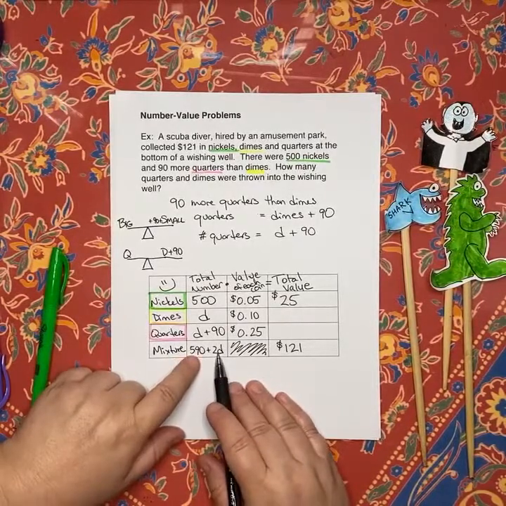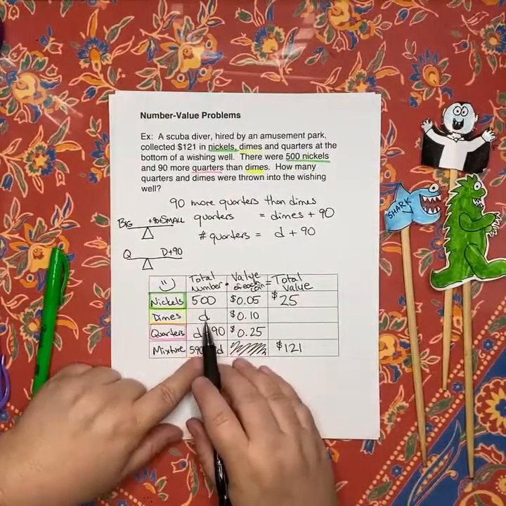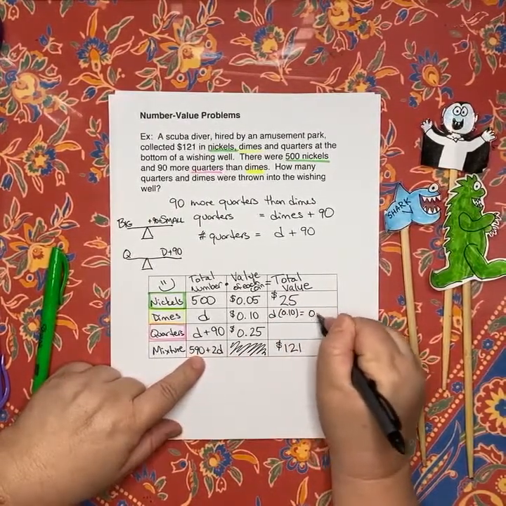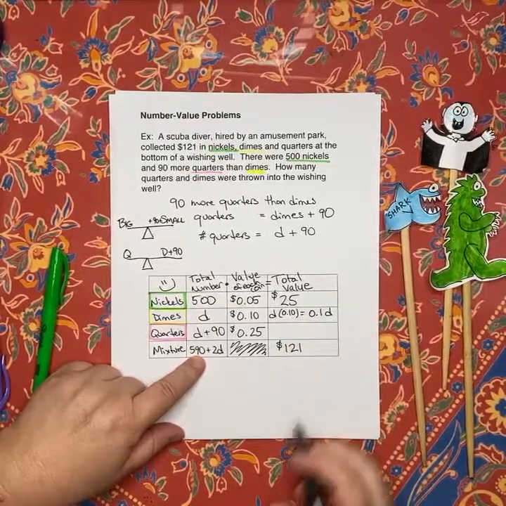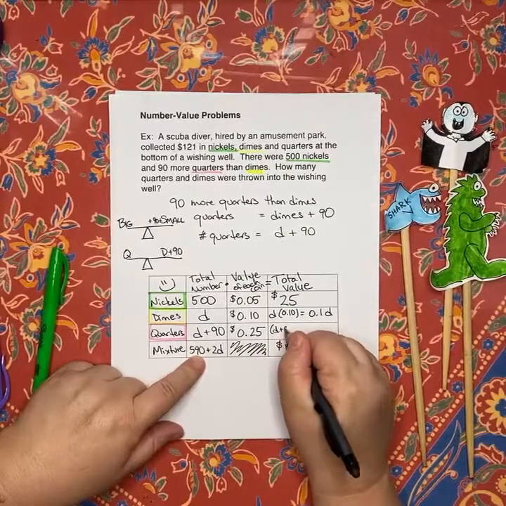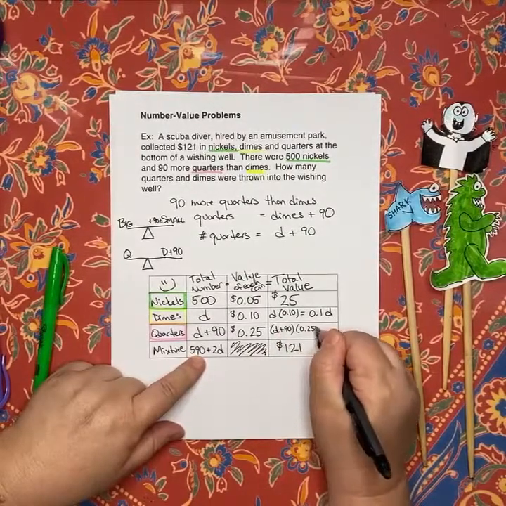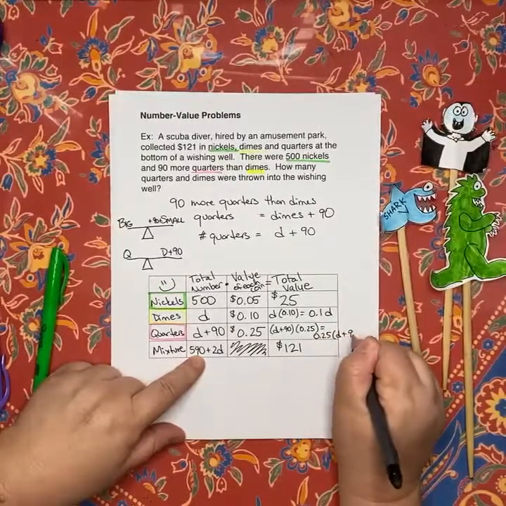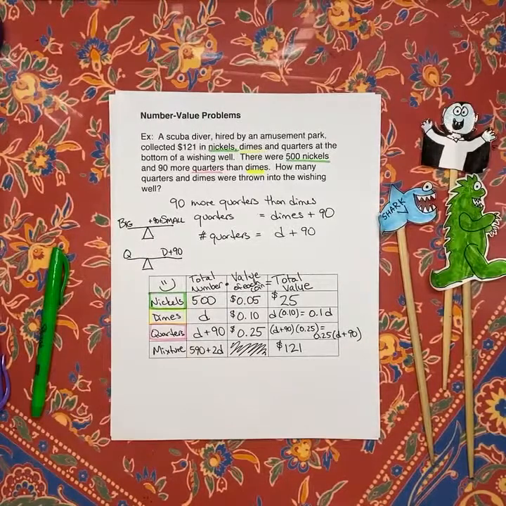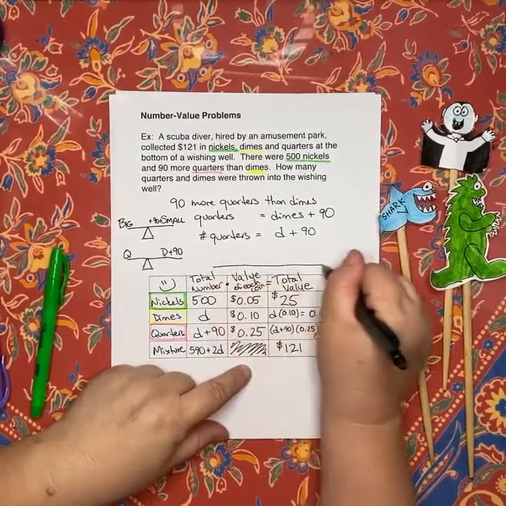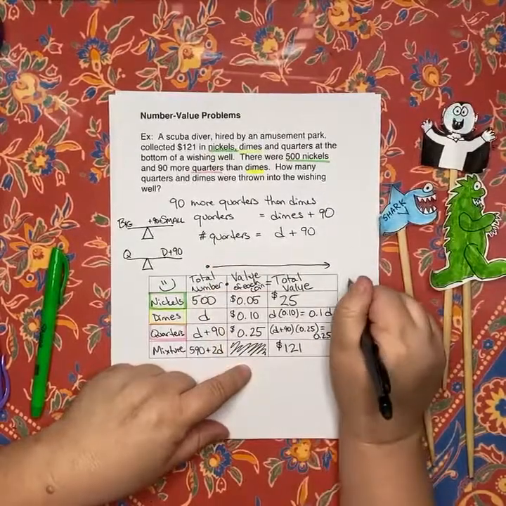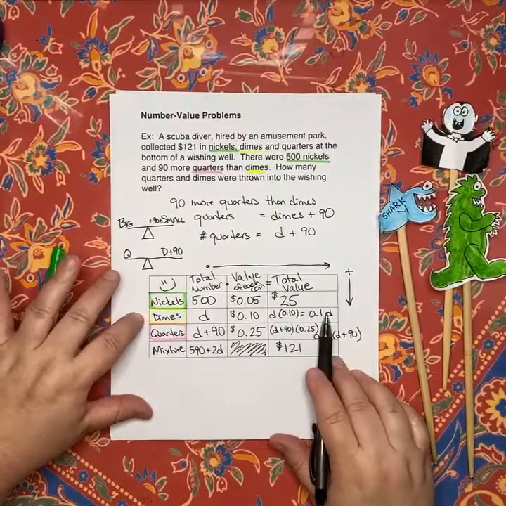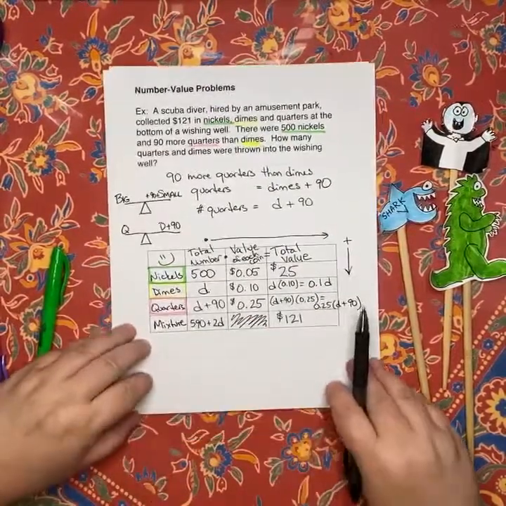What's really going to be important actually is the multiplying across. So let me try that. D times 10 cents is equal to 0.1 D. And then D plus 90 times 25 cents, oh, it's a mess. It's 0.25 times D plus 90. Okay. And then I'm going to remember that in the mixture type problems, we multiply across so we can add down. The value of the nickels plus the value of the dimes plus the value of the quarters equals the total value.